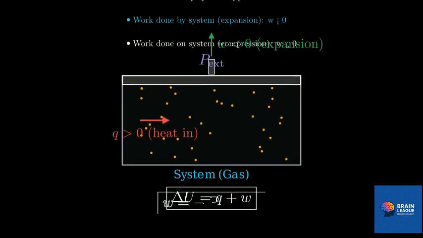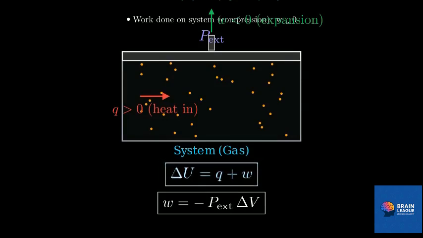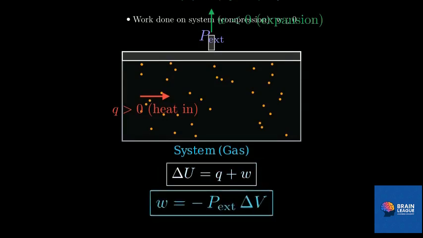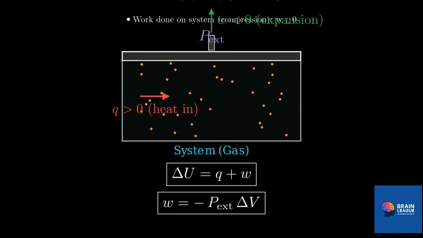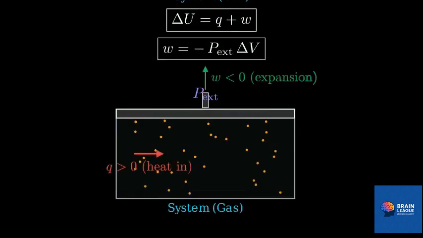Let's connect the picture to the equation. The core statement we will use is delta U equals Q plus W. For pressure volume work only, W equals minus P times delta V. So during expansion, delta V is positive, W is negative, and heat added raises internal energy.